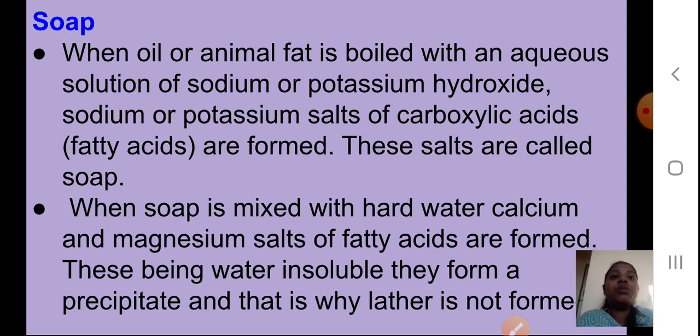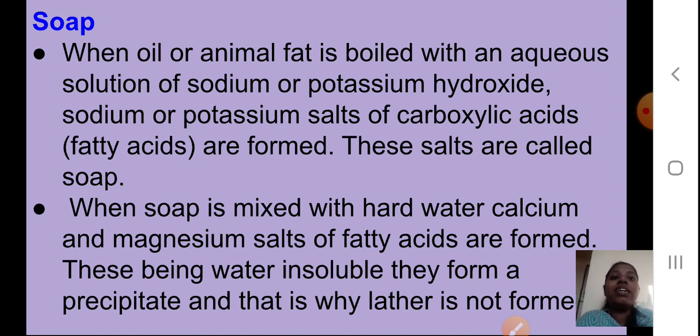When soap is mixed with hard water, calcium and magnesium salts of fatty acids are formed. You know, in hard water you have calcium and magnesium salts, right? So when I mix this soap with hard water, calcium and magnesium salts of fatty acids are formed.